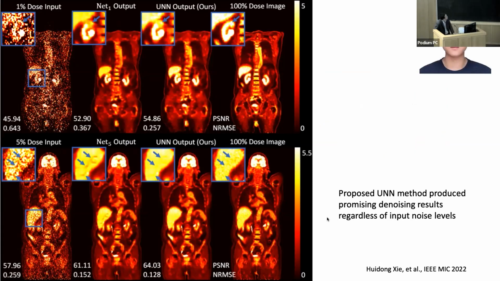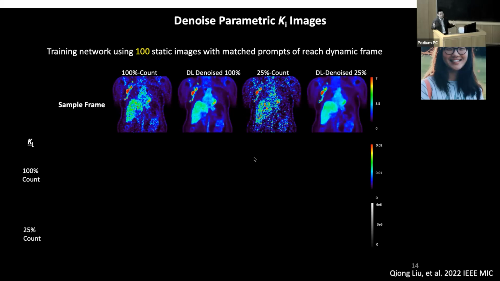So here are some examples, this is from Huidong's work in this room. Here are 1% counts and 5% counts. These two networks are trained with exactly matched count levels in the training data set, matched with 1% and 5%. And the third column is this unified network. So when one network applies to both 1% and 5%, comparing to 100%, the results seem to be pretty robust. This also gives a good tool for dynamic imaging, because of decay, each frame has a different count level. So we can apply that similarly to dynamic imaging.